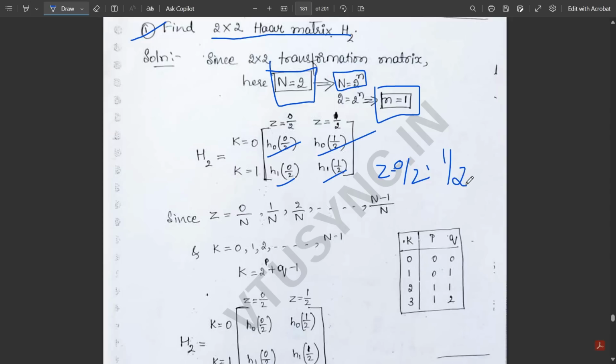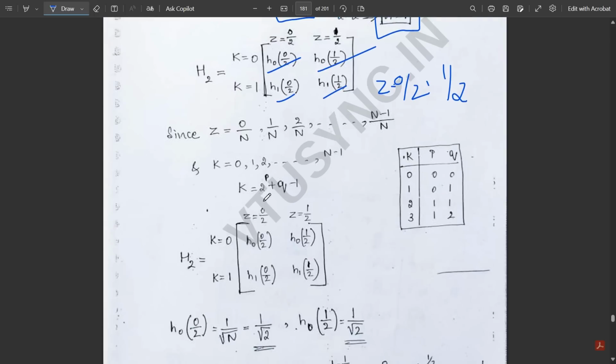We cannot write 2 by 2 because the final term is n minus 1 by n, that is, in this case, 2 minus 1 by 2, that is 1 by 2. So here we have only two values of z. That's why it is written here, and k ranges from 0 to n minus 1, and this is the k equation here, 2 power p plus q minus 1, for all the values of k, that is 0, 1, 2, 3. What values should you take for p and q? They have mentioned it here.